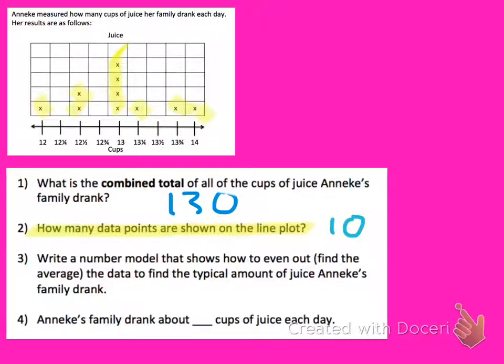For the number model in number 3, again, we're going to take our combined total from part 1, which is 130. We're going to divide by the number of data points, which is 10. And I'll do equals C for the unknown for cups. So if I do 130 divided by 10, that equals 13, which means that Annika's family drank about 13 cups each day. That's the average.